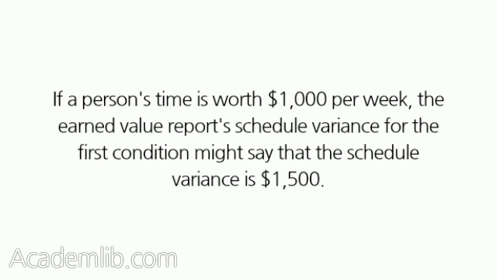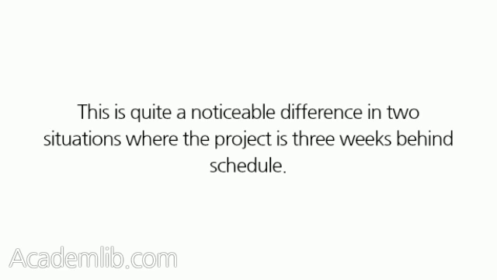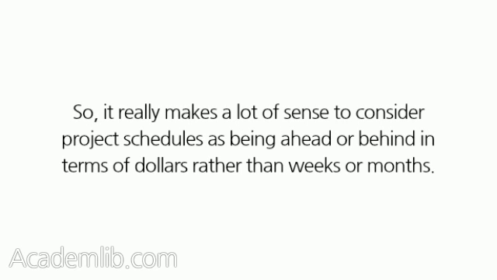If a person's time is worth $1,000 per week, the earned value report's schedule variance for the first condition might say that the schedule variance is $1,500. The second condition would have a schedule variance of $300,000. This is quite a noticeable difference in two situations where the project is 3 weeks behind schedule. So, it really makes a lot of sense to consider project schedules as being ahead or behind in terms of dollars rather than weeks or months.